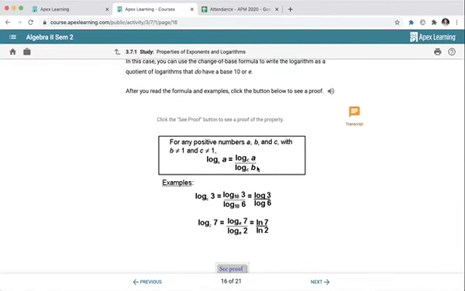A couple things I need you to notice here. It doesn't matter what log base you change both of these to, as long as they are the same, right? So if you want to go log base 10 over log base 10, fine, as long as it's the same. Or log base e over log base e, our ln functions, fine, it doesn't matter as long as it's the same base here.